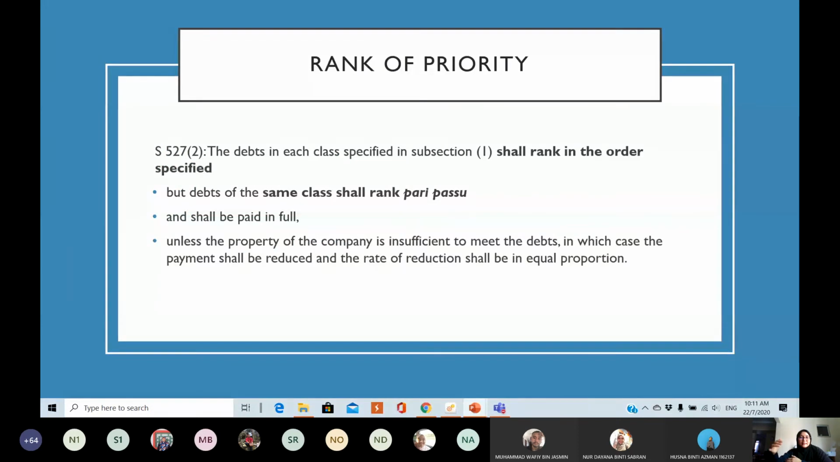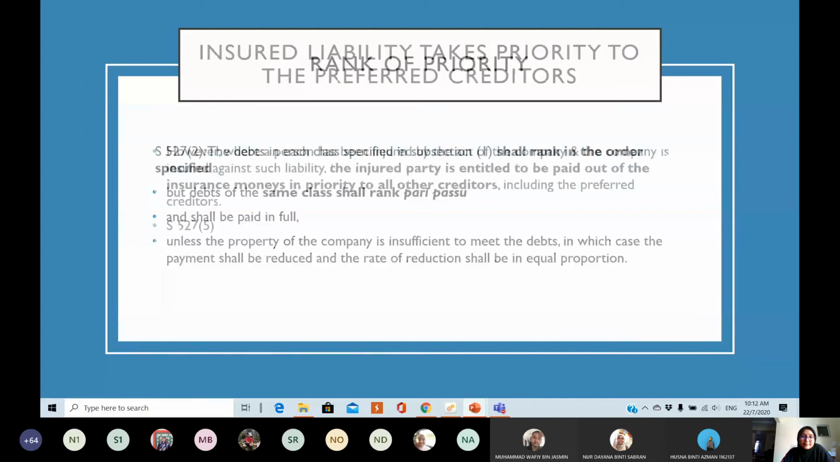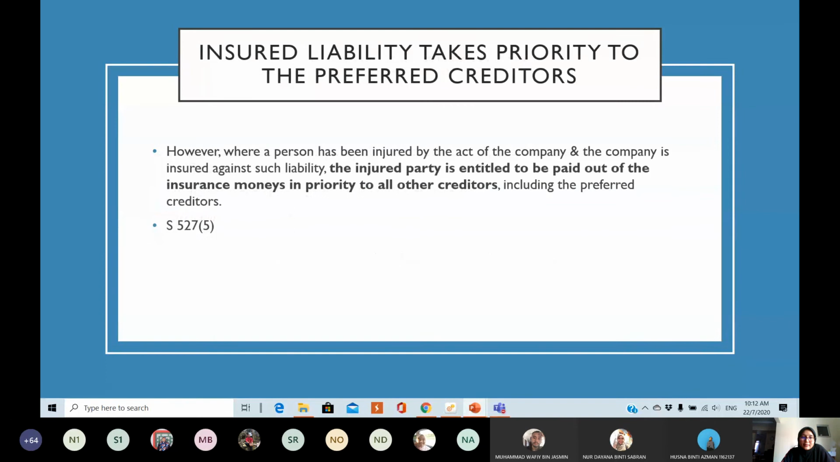Pari passu tu maksudnya, kalau ada contohnya semua, macam workers compensation mungkin, social security, EPF contohnya yang company tak bayar lagi, gaji contohnya, dia akan kira tu sebagai equal, sama. So, contohnya kalau asset of the company tu is sufficient to pay only 60% of all, dia akan bayar semua sama according to the proportion. Yang tu yang kita panggil sebagai pari passu. Okay.